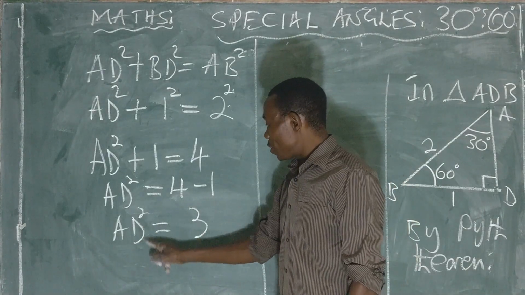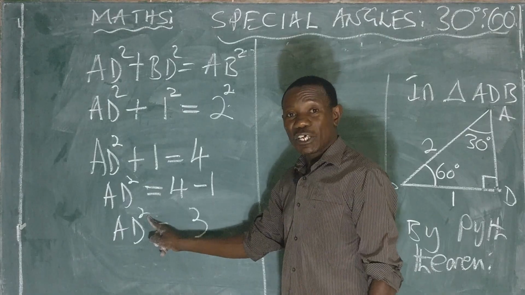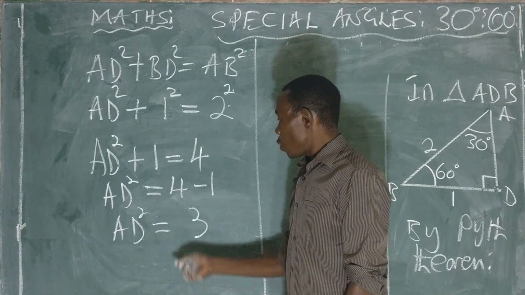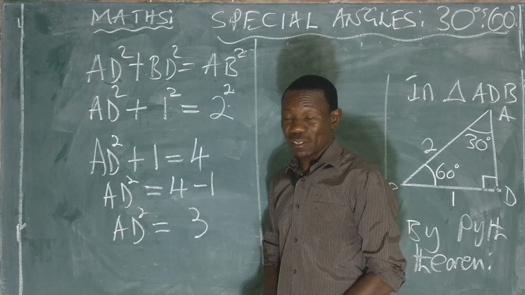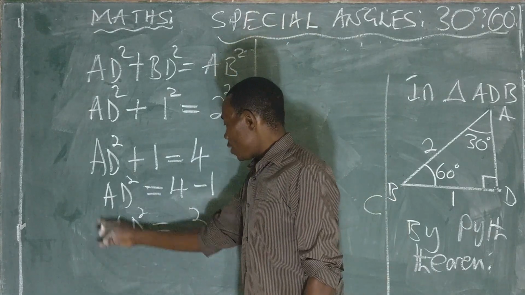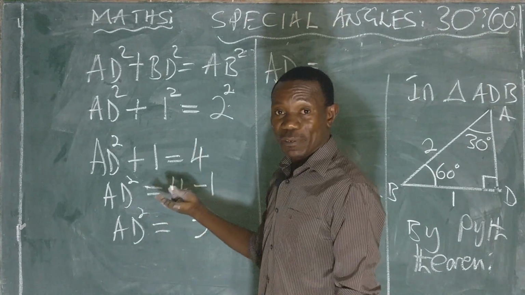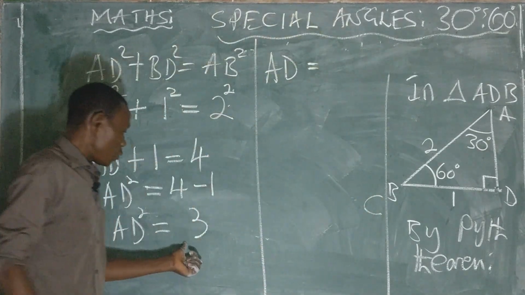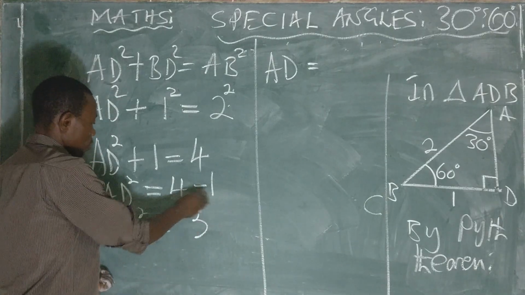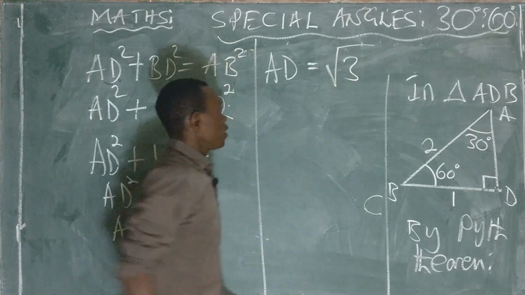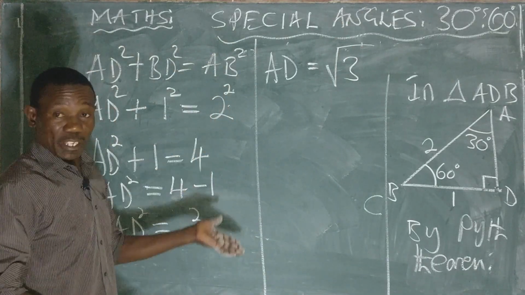So to find the value of AD, we need to get rid of the power which is here, which is a 2. So to get rid of the power 2, we have to take the square root on both sides. Right, so if I take the square root of AD squared, I'll have AD, and the same measure has to be applied to the other side in order not to violate the rules of the equation. It means I also take the square root of this, and that is the square root of 3.